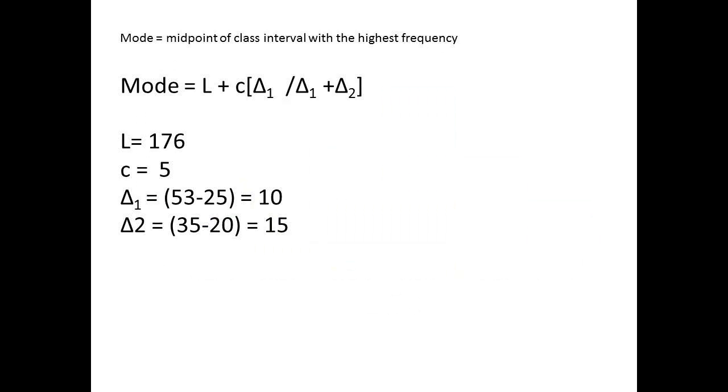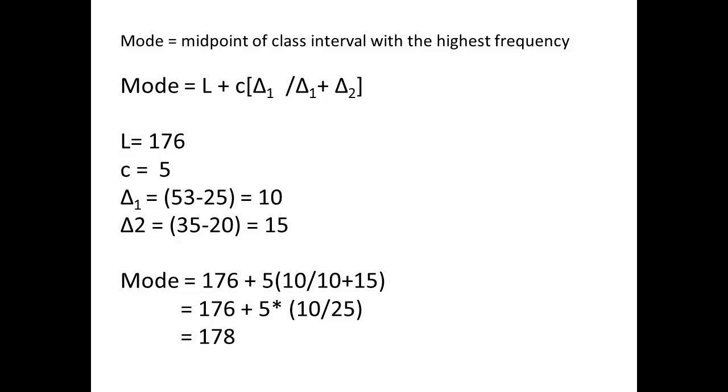The mode is given by the formula L plus C bracket delta 1 divided by delta 1 plus delta 2. From the table we can determine L as 176, C is 5, delta 1 is 10, and delta 2 is 15. So we now need to plug in these numbers. The mode equals 176 plus 5 bracket 10 divided by 10 plus 15, which comes to an answer of 178.